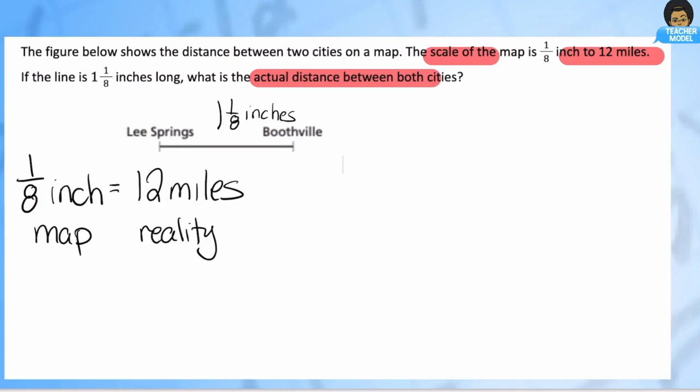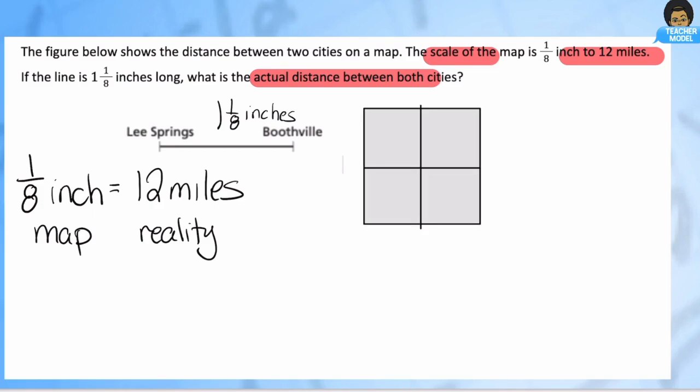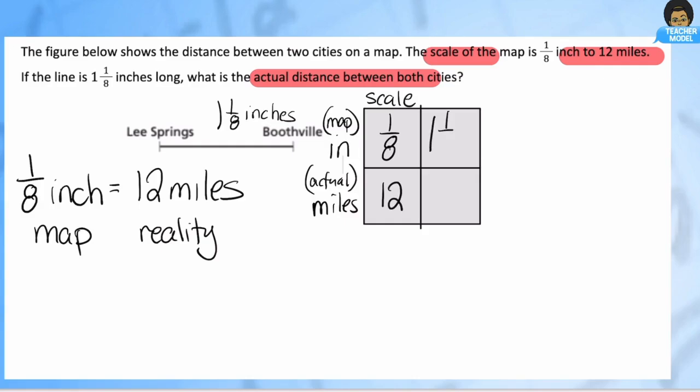Watch what I'm going to do using math. I'm going to use that key, that scale, as my first ratio. And I'm going to use the inches, and I'm going to use miles. So in other words, this is what's on the map, and this is what's the actual thing that's happening in real life, the actual distance. So I know that 1/8 inch is the same as 12 miles, and I want to know how far 1 1/8 inches is in real life.